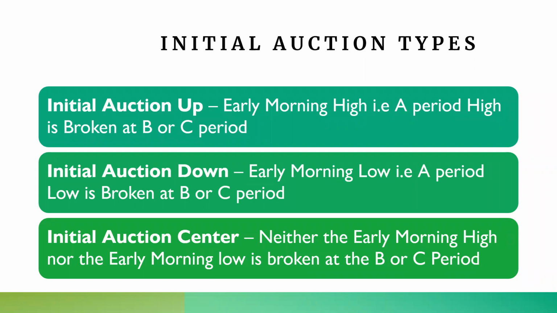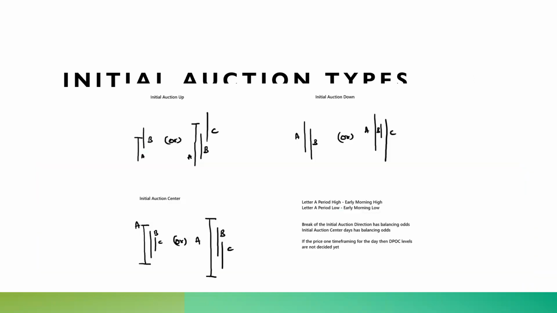Initial auction up, particularly when the early morning high, the letter A period high, is broken at B period or C period. So it looks something like this. Initial auction up is like letter A and B went up, or letter A went up, and B and C also started moving up. C breaks the letter A period high, or letter B period breaks the letter A period high.